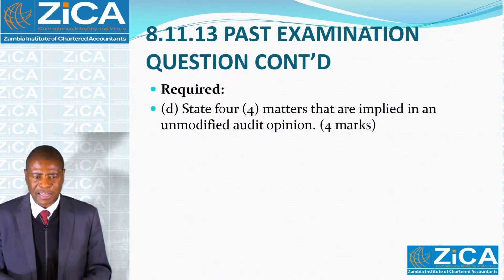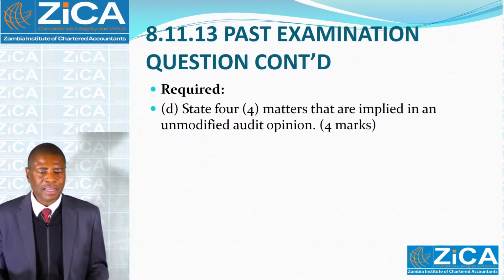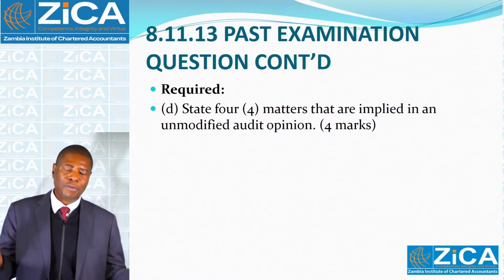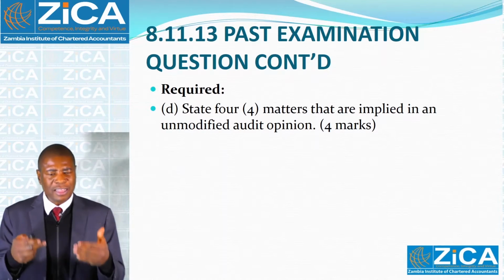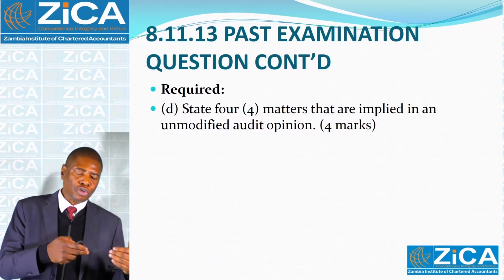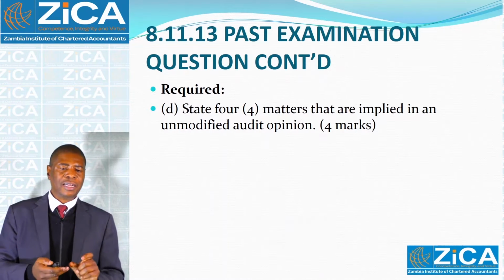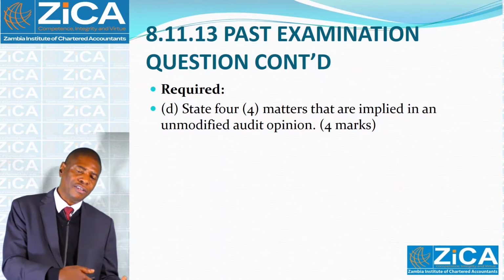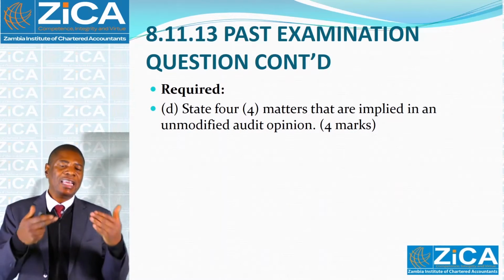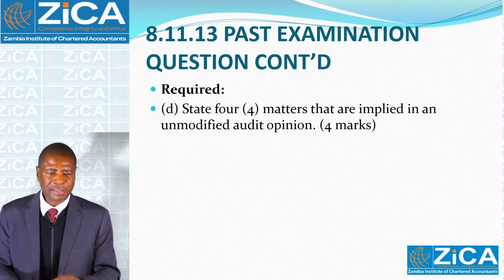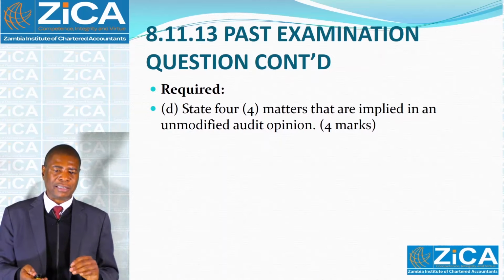So things like the company has maintained proper books of accounts, things like they've received all the cooperation they needed, for example, explanations from management, information they wanted. Those are the things the examiner wanted you to talk about. And the examiner was using a low-level verb, the command word, state. So again, these are simply things you pick from your knowledge, and they are clearly explained in the textbook. So the 4 marks was a giveaway. But you needed to state, don't explain, please.